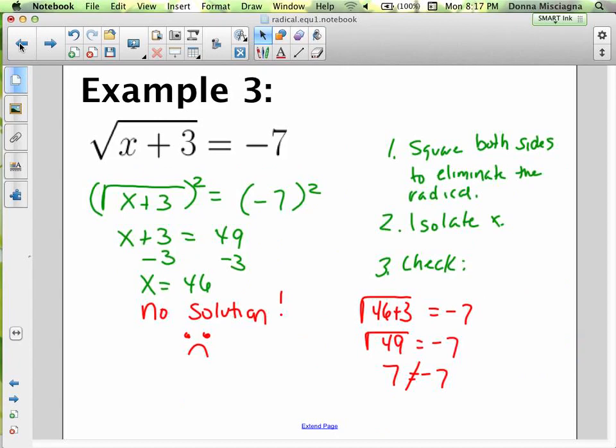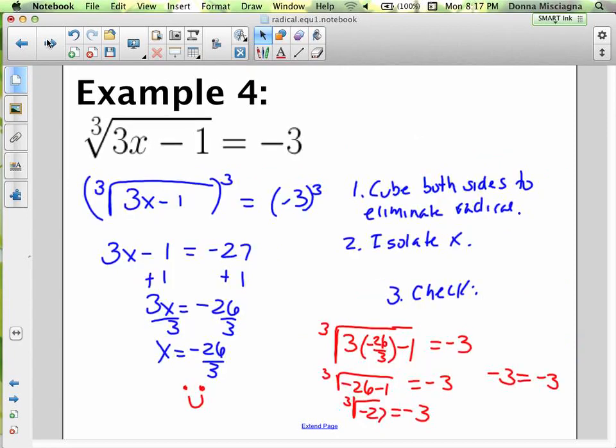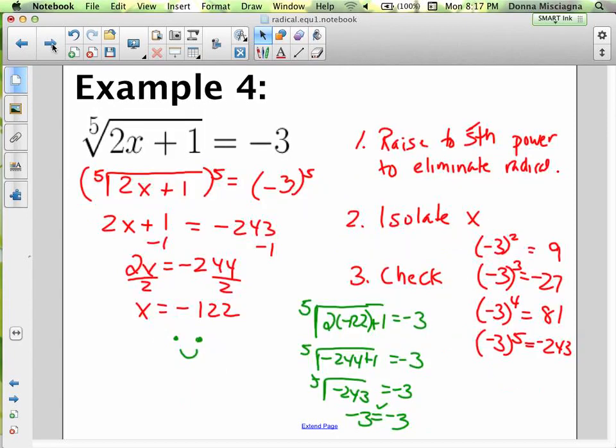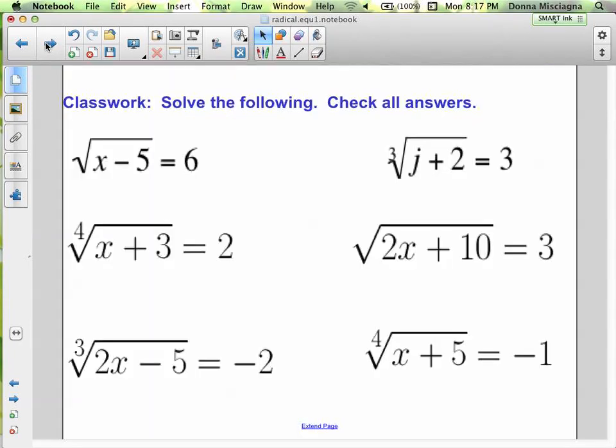This one might have been a little bit easier to figure out why it might not be a solution, but we'll have others that won't be as easy to figure out why they're not solutions. And so we're always going to check. And that's the end of this podcast.